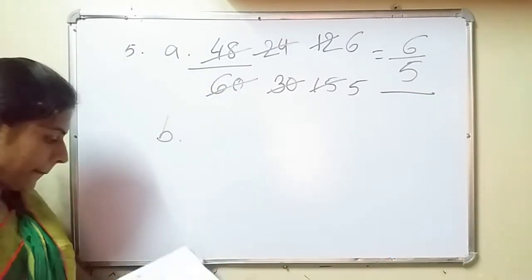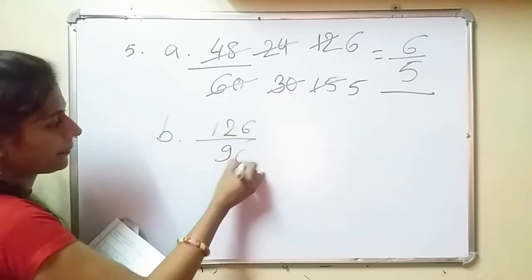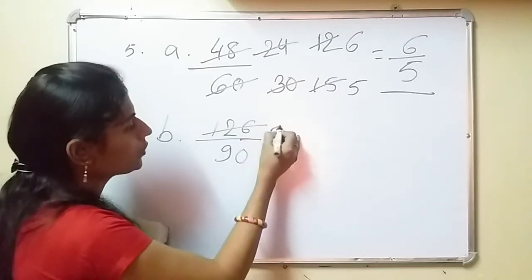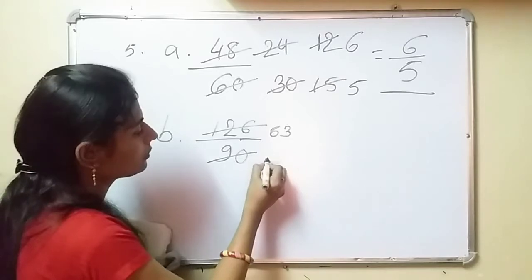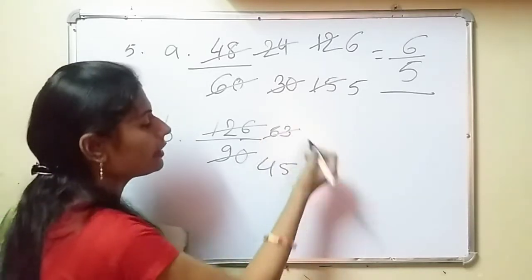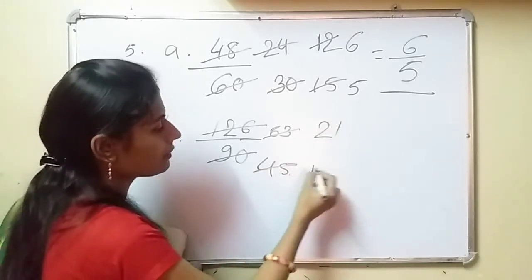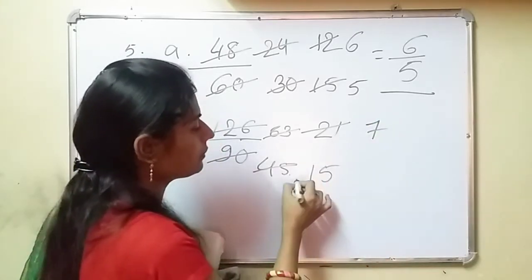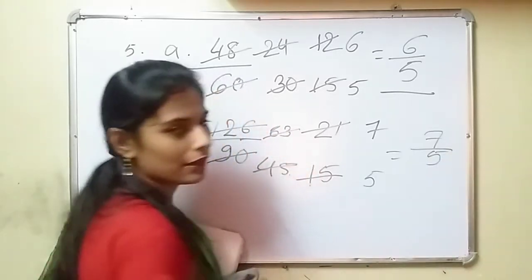Now B, 126 by 90. So how can you divide it? First of all, divide it by 2. 2 6s are 12, 2 3s are 6, 45. Now see, divide it by 3. 3 2s are 6, 3 1s are 3, 3 1s are 3, remainder 1, 3 5s are 15. Again by 3, 3 7s are 21, 3 5s are 15. So here the lowest term you got is 7 by 5.